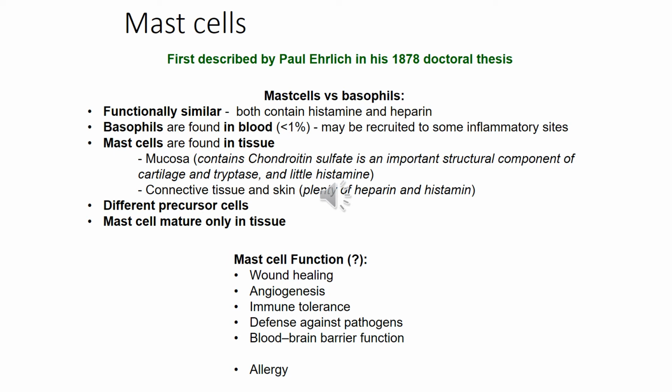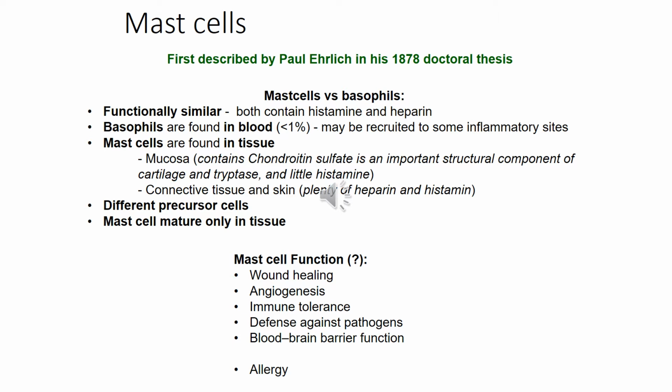We will talk about a different cell type, which is also located both in the epithelial layer of the lung and of the gut. Mast cells. The mast cells were first described by Paul Ehrlich in his doctoral thesis. Mast cells and basophils share very many similar features.